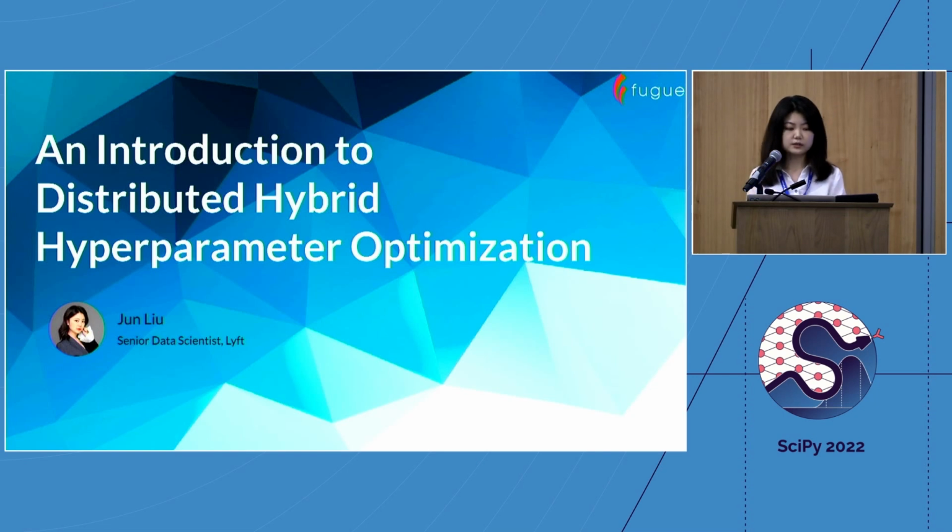And today I want to introduce distributed hybrid parameter tuning. It's powered by an open source library called Fugue-tune. If you also work with machine learning models and there is a parameter in your model, this talk is for you.